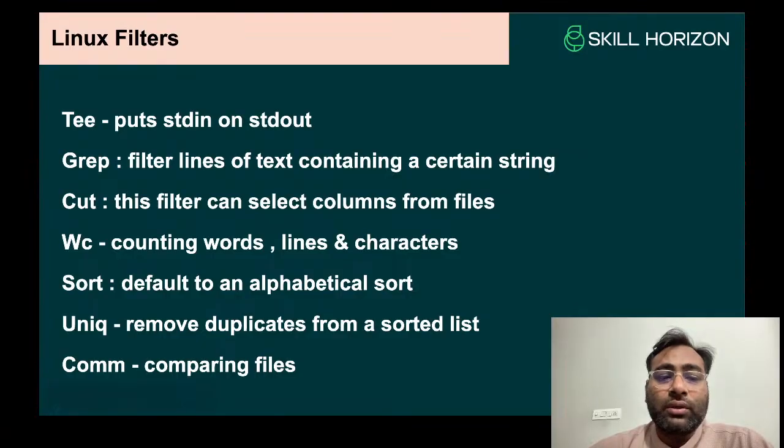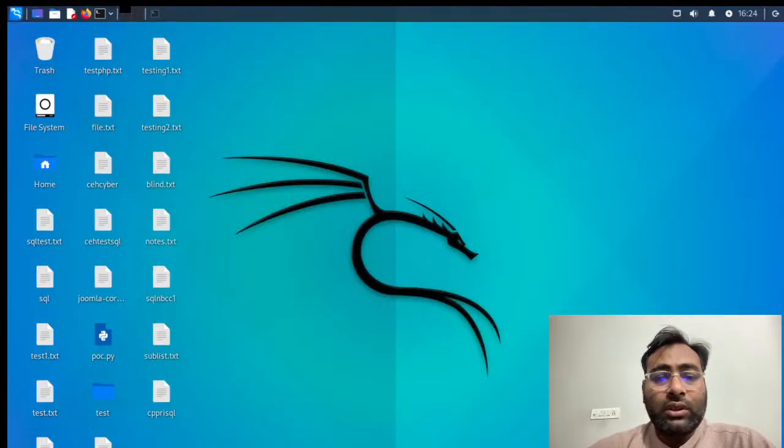Then word count, which counts words, lines and characters. Then the sort command, with which you can sort in alphabetical order. Then unique, which removes duplicates from a sorted file. And then compare, using which you can compare two files. Okay, so this is the brief description of these commands, and let's now use these commands one by one.